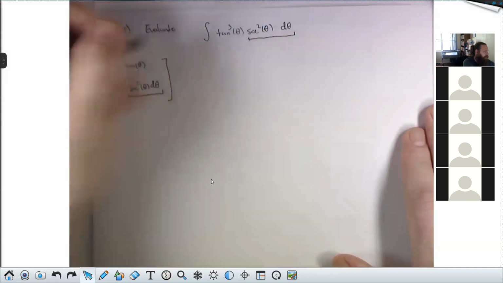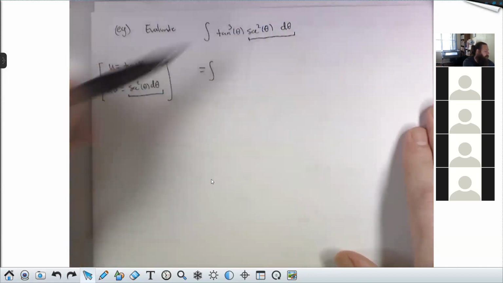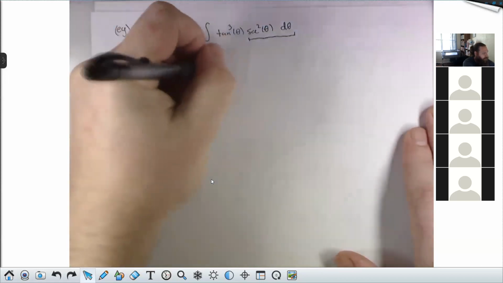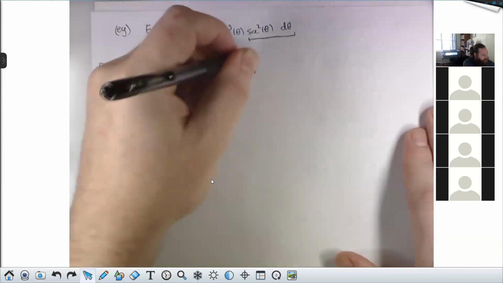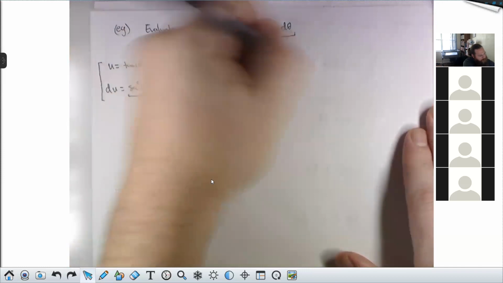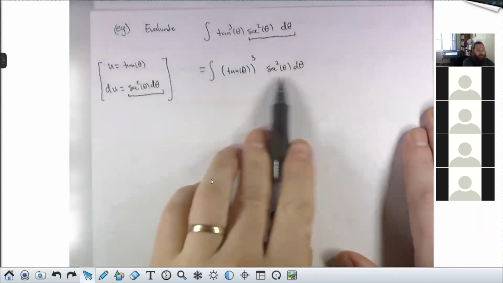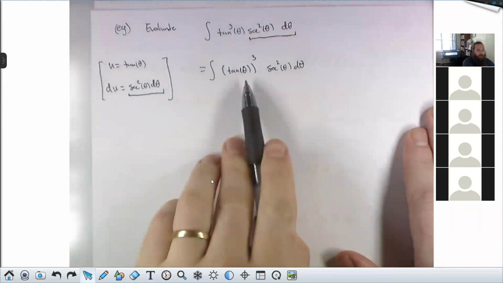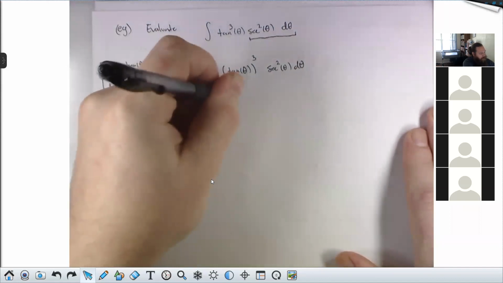So that piece right there is just du. So tan cubed theta, that's u cubed, right? Because this is all right like this. This is tangent of theta all cubed times secant squared theta d theta. So this piece is going to be my du, and this is just going to be u cubed.